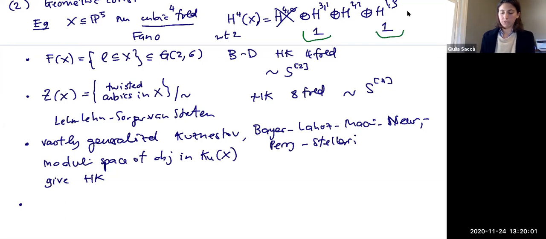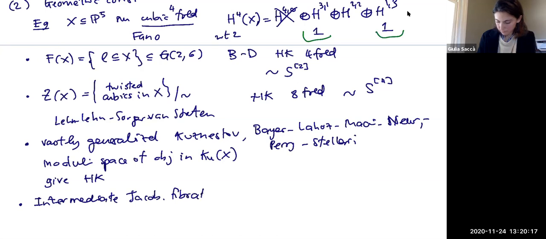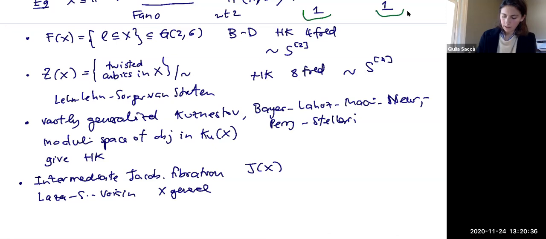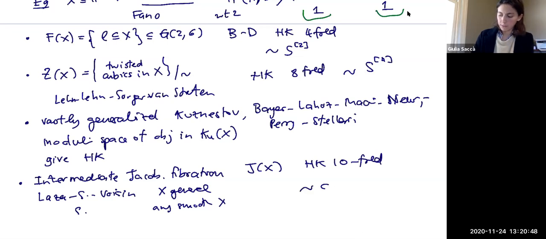The last deformation hyperkähler constructed from cubic fourfolds is the intermediate Jacobian fibration, which I'll denote J(X), and I won't say what it is now. Let me just say that it was found in collaboration with Laza and Saccà, for general X, and recently for any X. And this gives rise to a hyperkähler tenfold that is deformation equivalent to a Grady's E10. I haven't told you yet what a Grady's E10 is. I'm going to make a comment in a second.